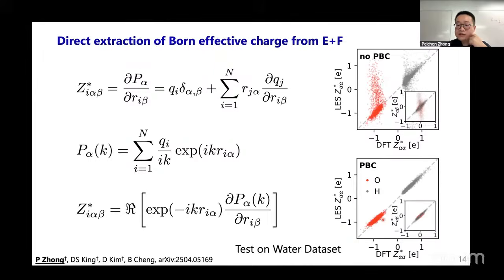DFT. I think this is a very significant result because the BEC here is learned from the energy and force. And energy and force are very fundamental quantities in physics. You can basically extract the response properties based on these fundamental quantities and compare with observables such as the BEC. So what can we learn or what can we do with such quantities?